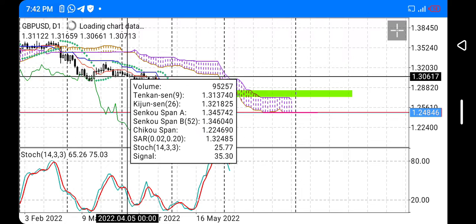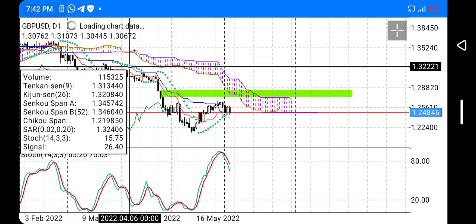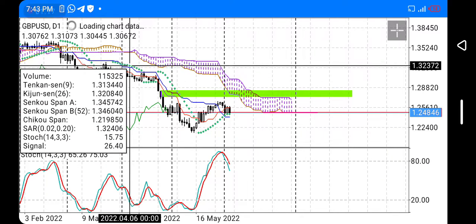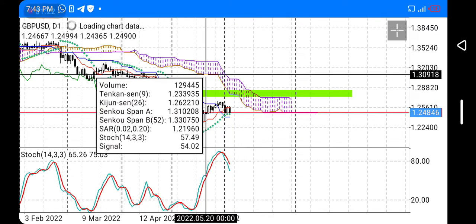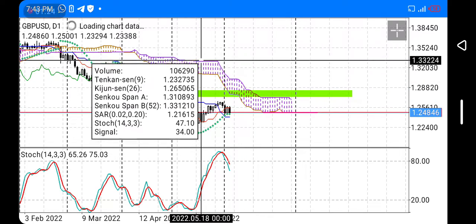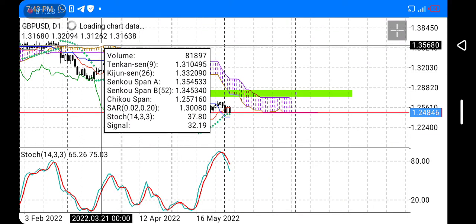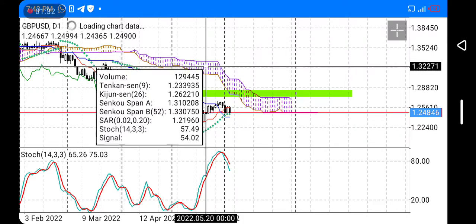Now these two red and blue lines, they are actually moving averages. Yes, one of them is the 9-period moving average and the other one is the 26-period moving average. And these ones are called the cloud. These are two lines that form the cloud. As you can see back here, this one is a different color from this one.